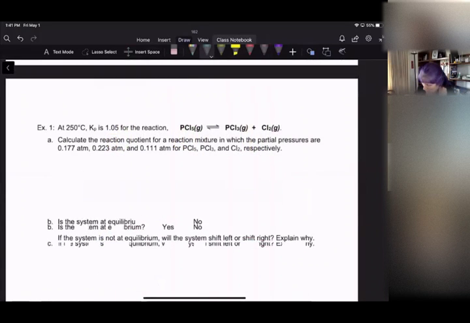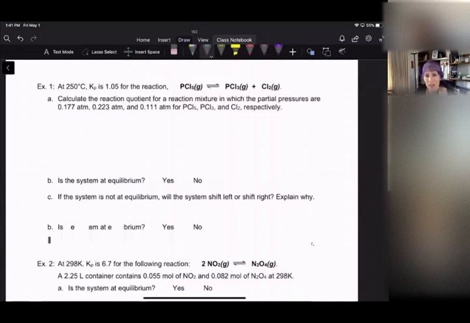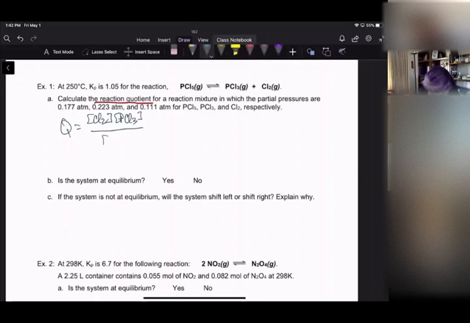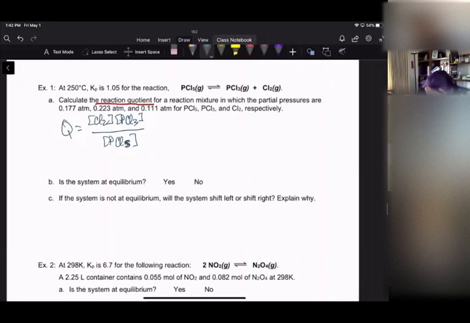So we're just going to use the same technique of building that K expression, except it's going to be a Q now because we don't know if it's at equilibrium. So that is the reaction quotient. I just wrote them all in concentrations, but we'll plug them in as pressures. So let's make this a P.